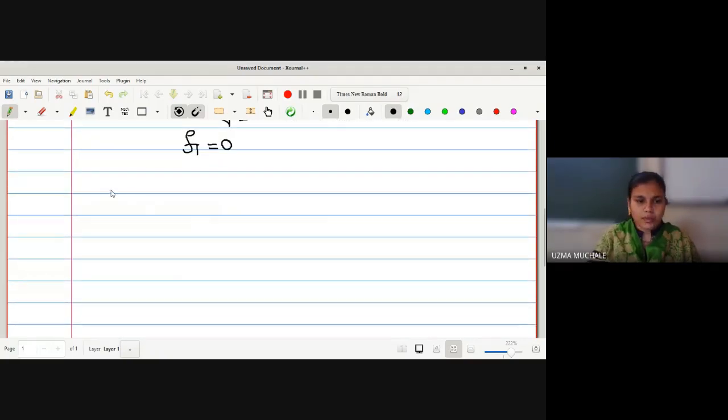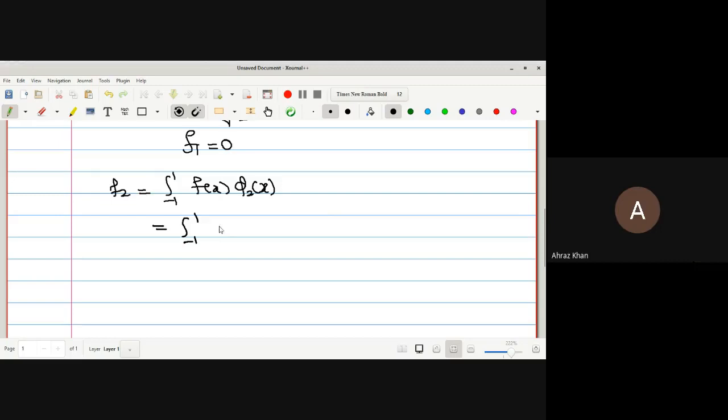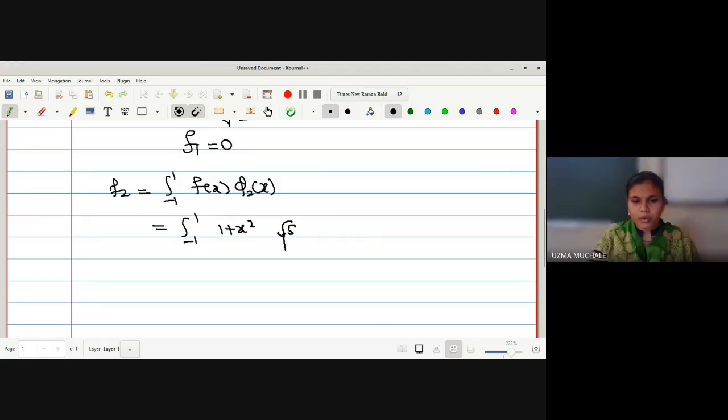Similarly, we have to work for f2. While finding the value of f2, we need the function phi2 that we evaluated in the last lecture. What was the value of phi2 we calculated? Can anyone tell me? It is root 5 by 2 into x square. Root 5 by 2 x square. Okay, so now again we have to evaluate the integration, with this root 5 by 2 outside.